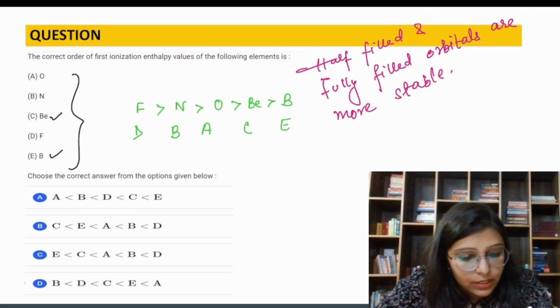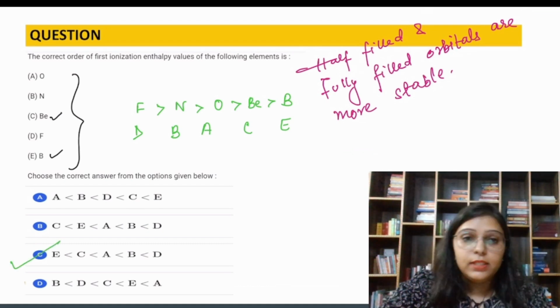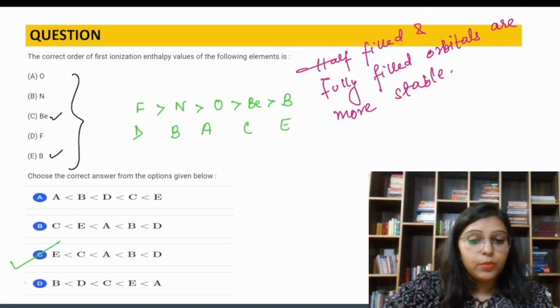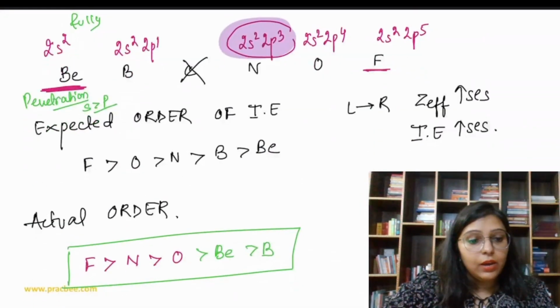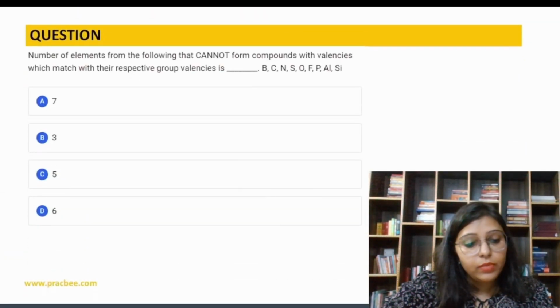So the correct order is D, B, A, C, E. Option C is the correct answer. Okay, option C is the correct answer. Now, let's do the next question.